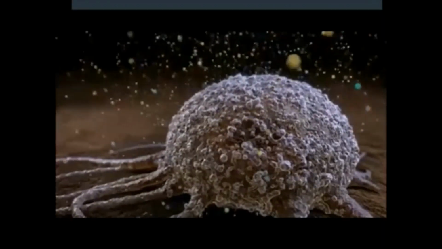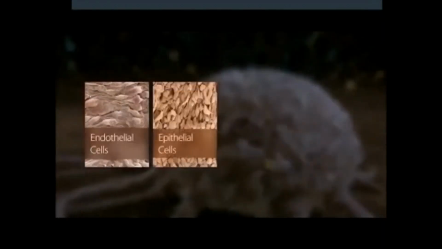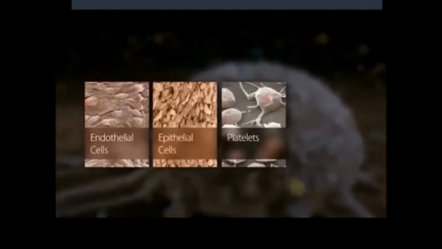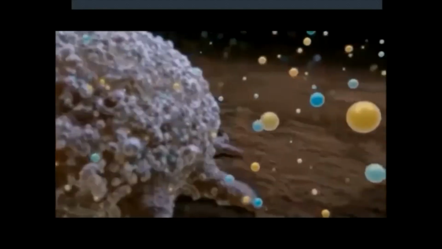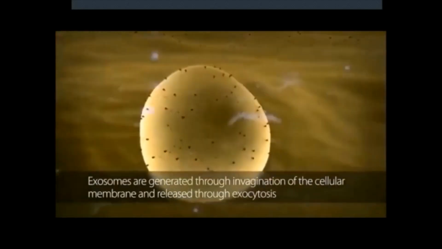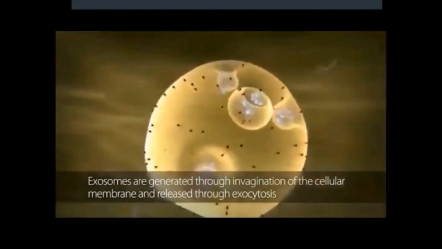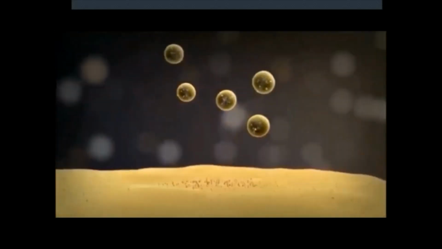In fact, almost all types of cells produce exosomes, including endothelial cells, epithelial cells, platelets, as well as tumor cells. These exosomes are constantly shed by these cells into the extracellular space, and they range in size between 30 nanometers to 100 nanometers. They are produced by cellular membrane invagination, and then they are released into the extracellular space via exocytosis.